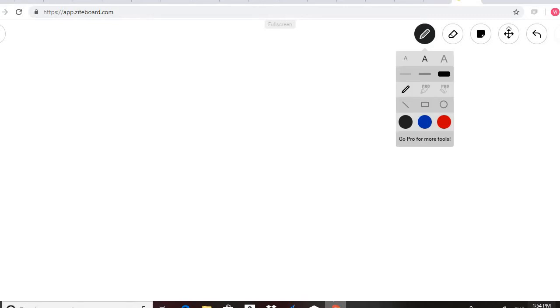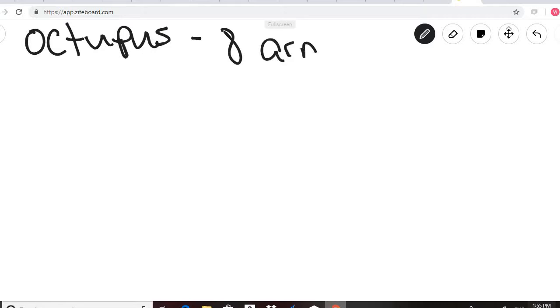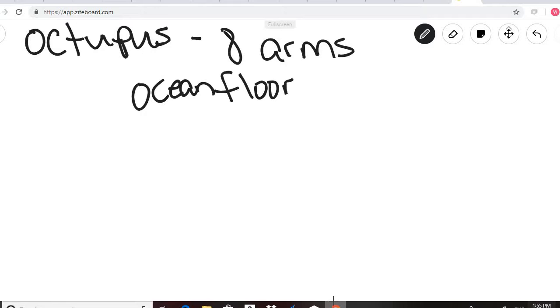What's the difference between octopus and squid? Well, we all know that an octopus has 8 arms or 8 tentacles. They live on the floor of the ocean, and they look for food. So often you'll usually find octopus on the ocean floor. And it's on the ocean floor that they look for food. And they have a beak that they bite their prey with.